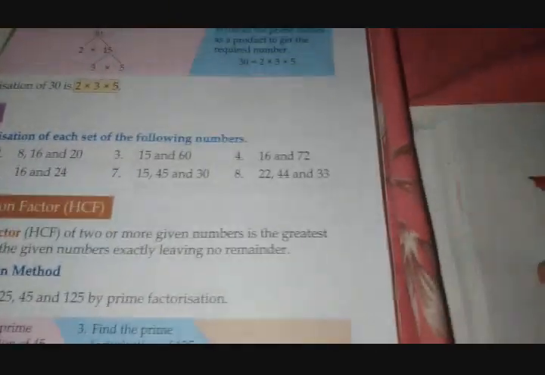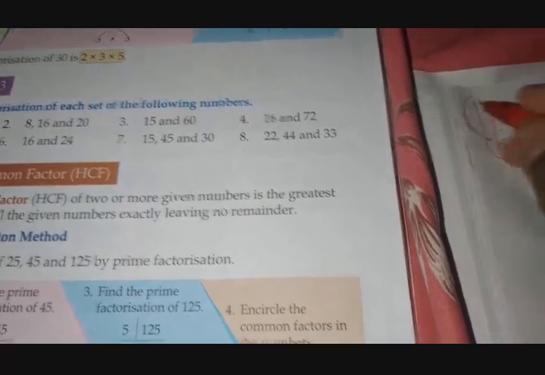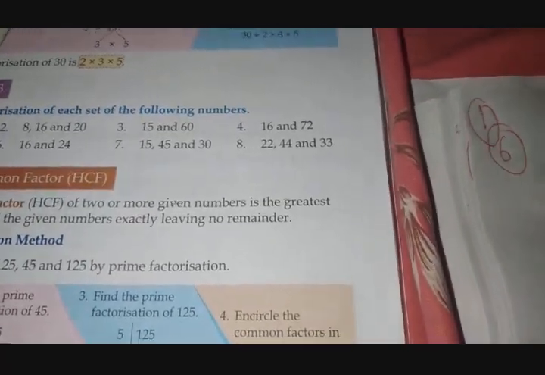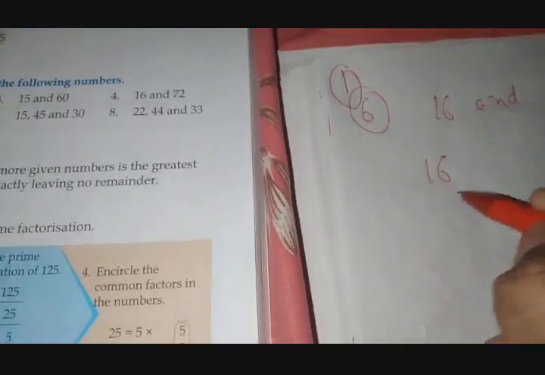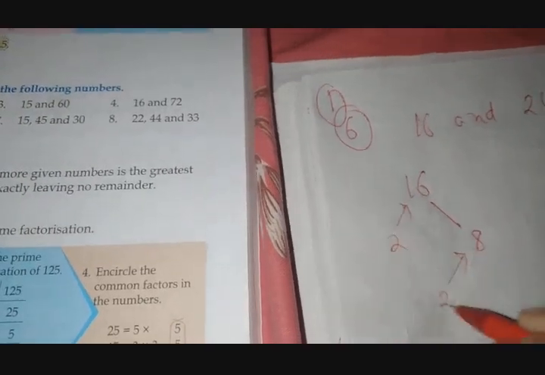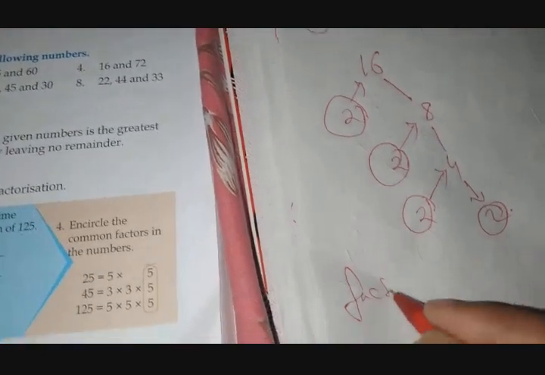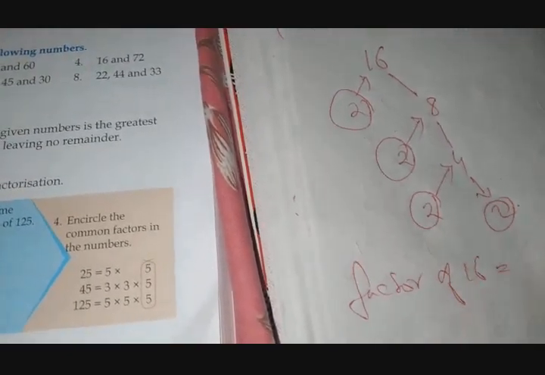Then see another example, number 6. We'll do 16 and 24. First we find 16. If we divide it by 2, we get 8. Again we divide by 2, we get 4. Again we divide by 2, we get 2. So the prime factors are 2 into 2 into 2 into 2.